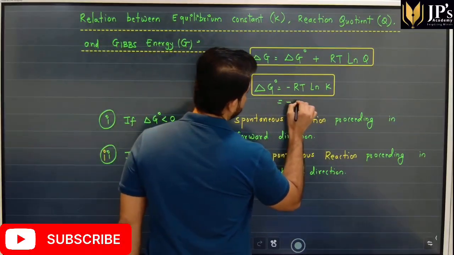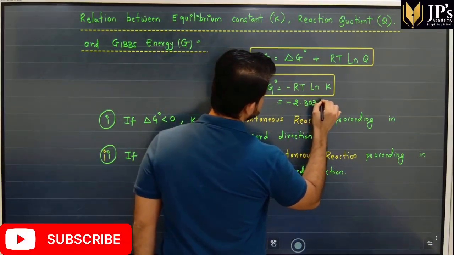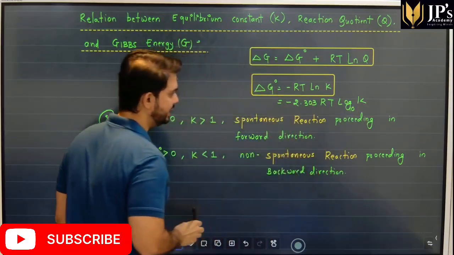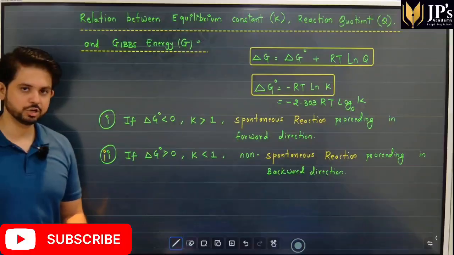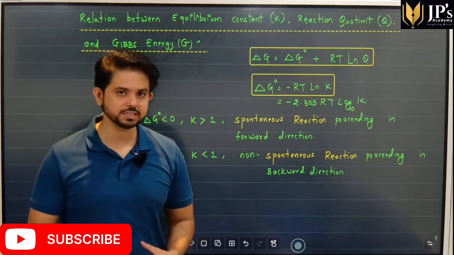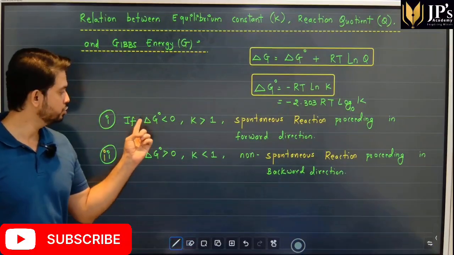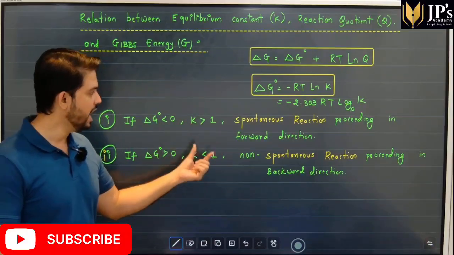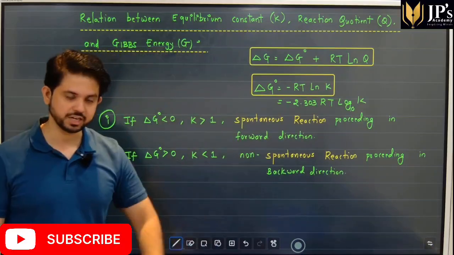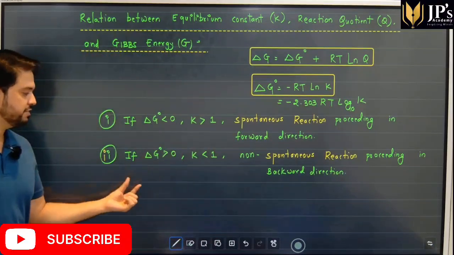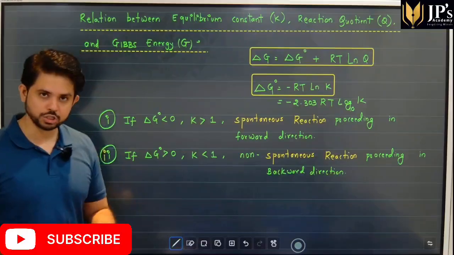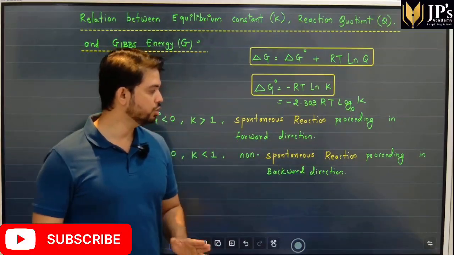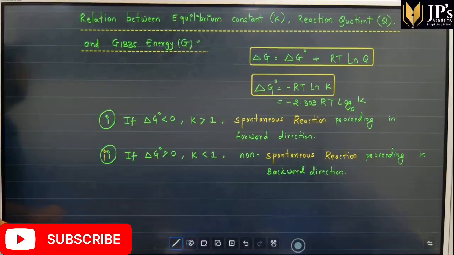Or in terms of log 10, so 2.303 RT log of K to the base 10. We know that, students, according to thermodynamics, for any process to be spontaneous, Gibbs free energy should be negative. So if delta G naught is negative, equilibrium constant K will be greater than 1, and it's a spontaneous reaction proceeding in forward direction. Similarly, if delta G naught is greater than 0, non-spontaneous process, equilibrium constant K will be less than 1, and it will be a non-spontaneous reaction proceeding in backward direction.